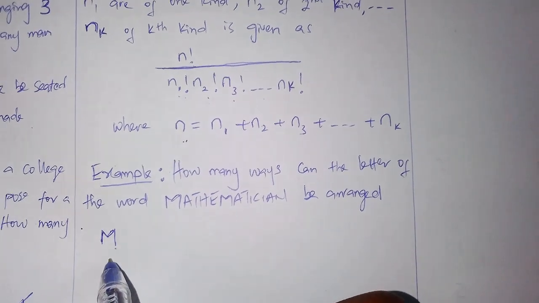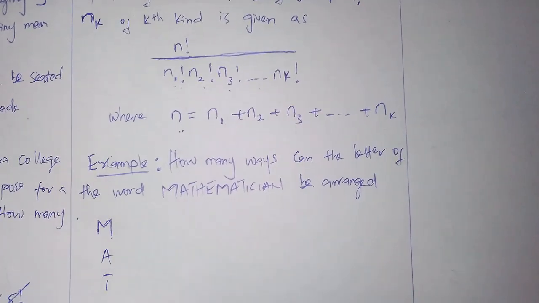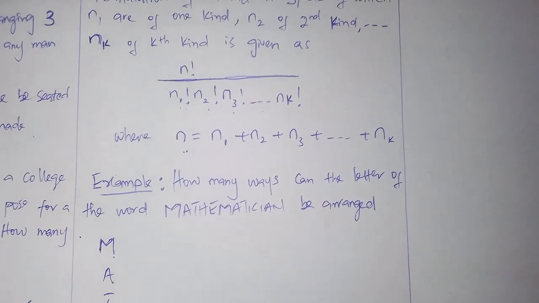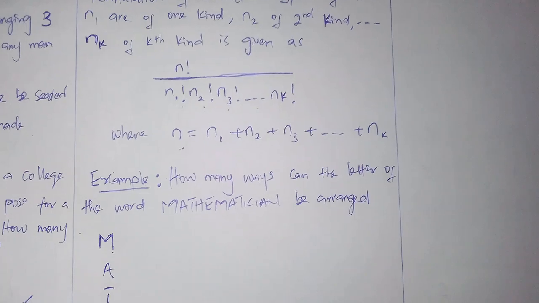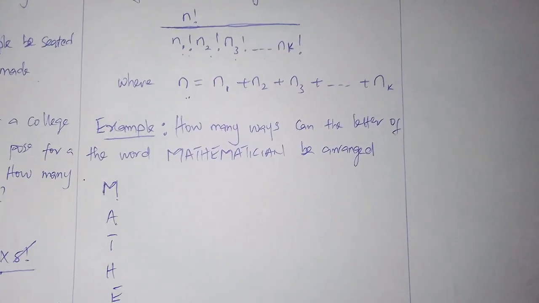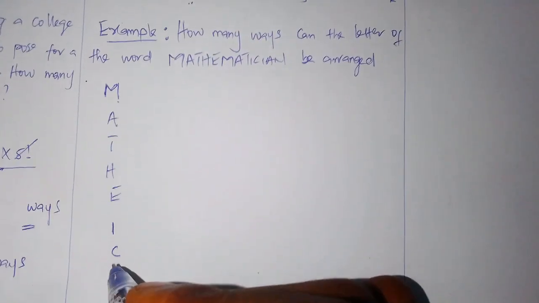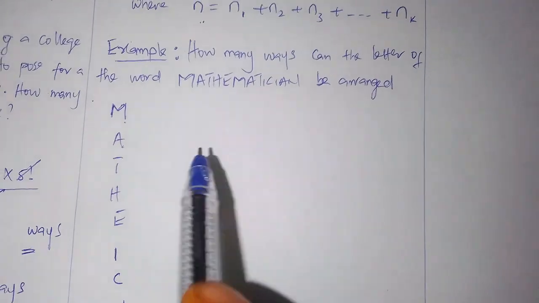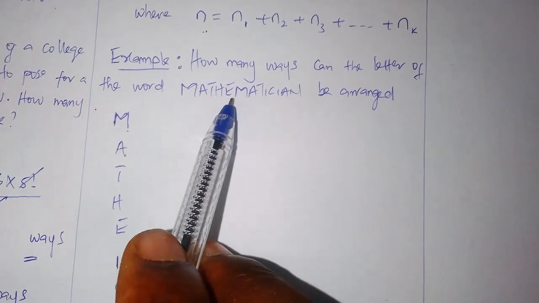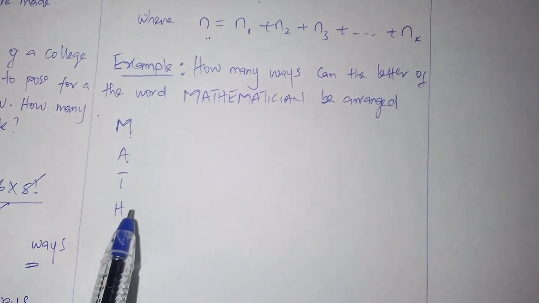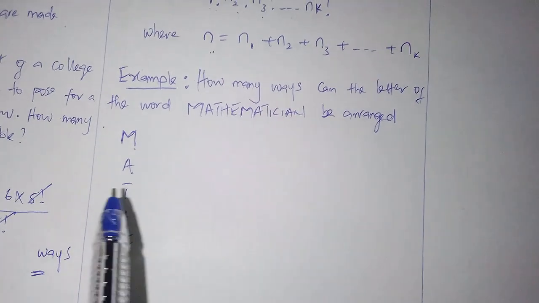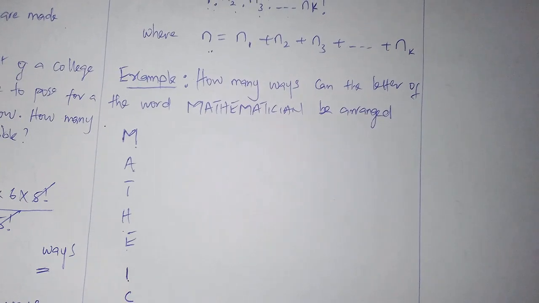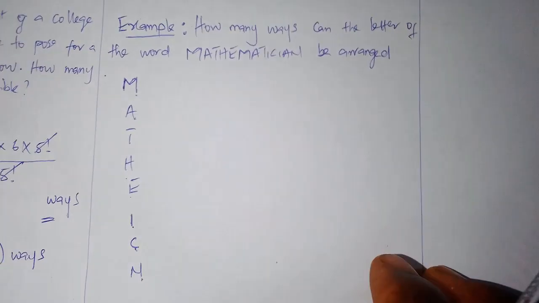Mathematician can be arranged in this number of ways. We have our M, our A, our T, our H, our E, then M and A are already there, T is already there also, then we have our I, our C, and our N. In how many ways can the letters of the word mathematician be arranged? M is on board, A, T, H, E are on board, I is there, C is there, and N is there also.